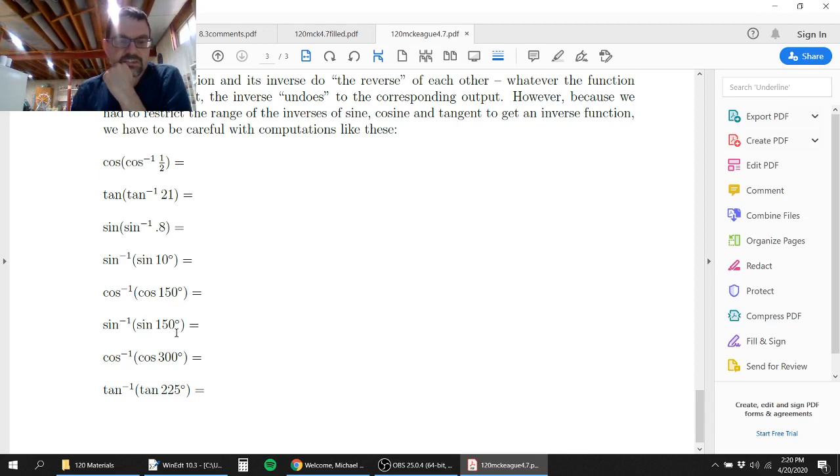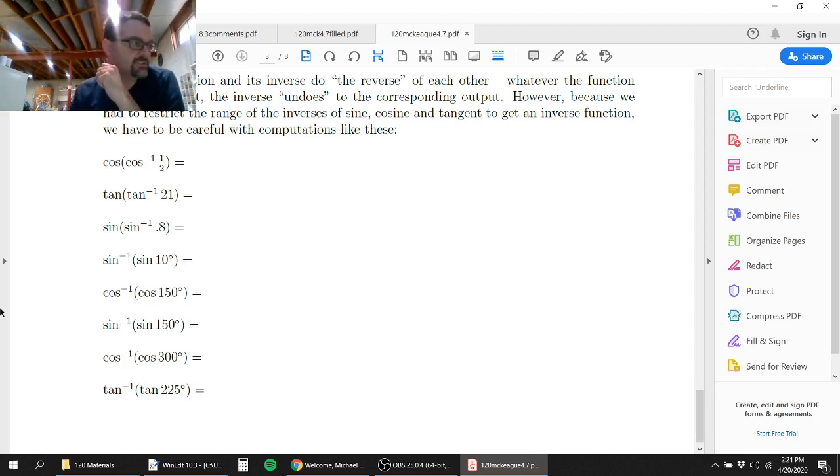Well, sine of 150 is some number. The inverse sine gives you the angle whose sine is that number. But 150 is not in the range of inverse sine. It doesn't give you that angle. It will give you an angle, but it'll give you a different angle that has the same value for the sine function as 150 does.